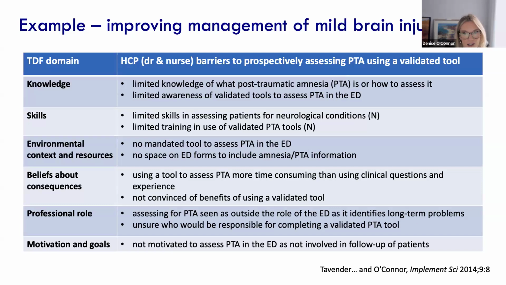And then finally, motivation and goals. The ED staff weren't convinced of the need to assess PTA with a validated tool. So that's about the beliefs about consequences. They thought it wasn't really critical for them, and so they weren't motivated to do it given all of the other priorities that they had in the ED setting. So you can see there that that granular understanding of the barriers to research translation is really informative to help design the content of interventions.